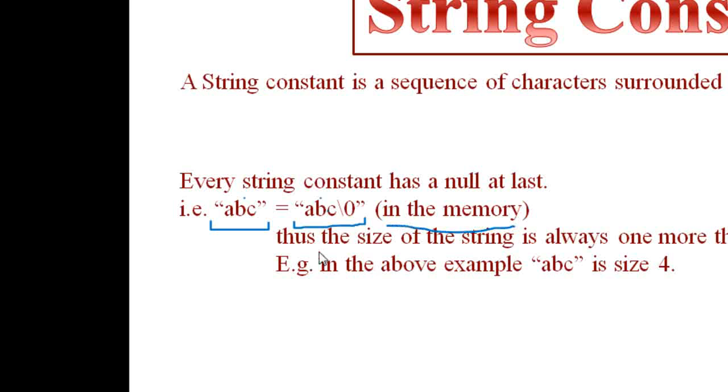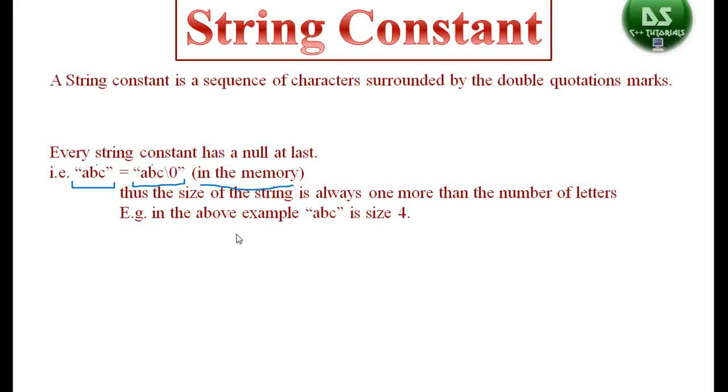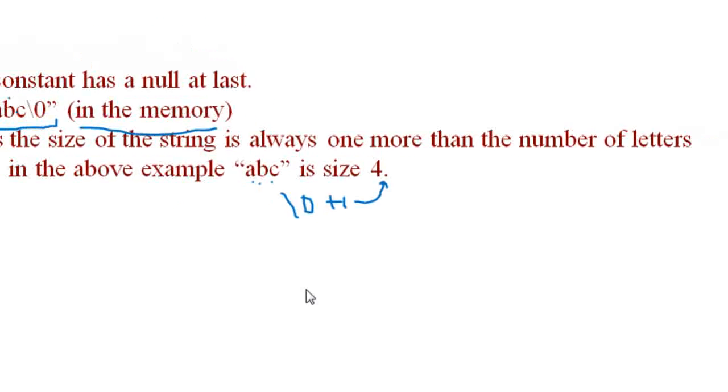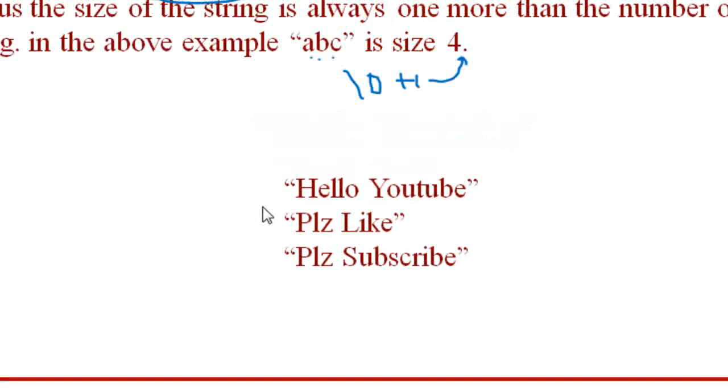Thus, whatever the size of the string, we have to add one more, because there is an escape sequence, that is null, present there. So abc is 1, 2, 3 characters, but for the escape sequence, that is 0, we add plus 1, so it becomes 3 plus 1, it becomes 4. Now more examples of string constants are like hello YouTube, please like, please subscribe. These all are examples of string constants.